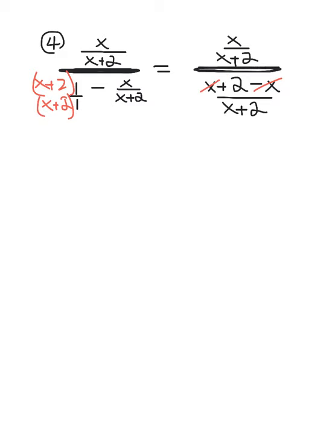We can do keep, change, flip. All right, so let's do that. So my keep is the x over x plus 2. Change, we're going to change that division to multiplication. And let's flip that second fraction. And just a reminder again, these x's canceled out. So we have 2 over x plus 2. That's what we're going to be flipping. So 2 over x plus 2, when I flip that, is x plus 2 over 2.